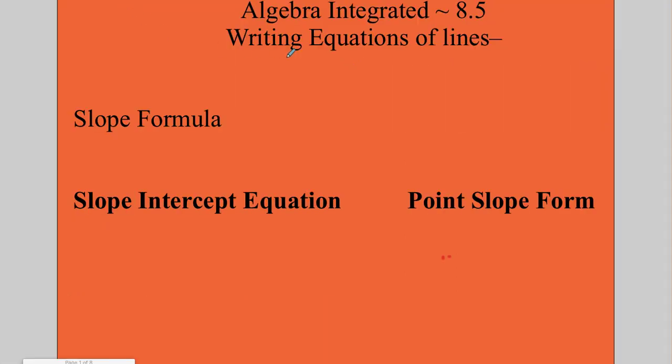Good morning, everyone. So today we're going to be talking about writing equations of lines. And what we've been doing in class is we've really been talking about graphing lines and finding the slope of lines, meaning the ratio of the horizontal change versus the vertical change. But now we're going to be writing equations of lines.